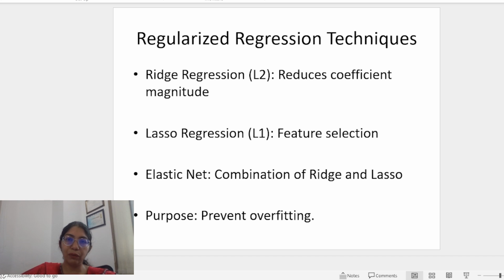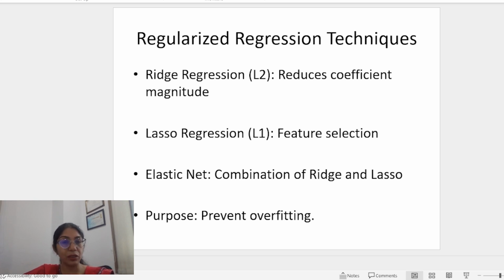So here comes regularized regression techniques. As a dataset becomes larger and more complex, traditional regression models like linear or logistic may suffer from overfitting. So overfitting occurs when a model learns the training data too closely and fails to generalize to new data. So to overcome this issue, regularization techniques are employed.